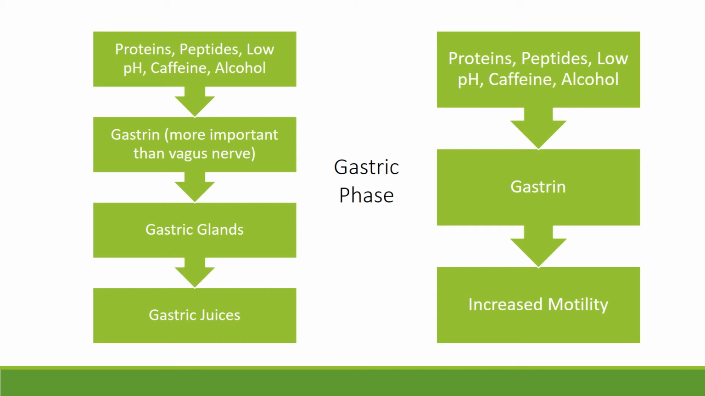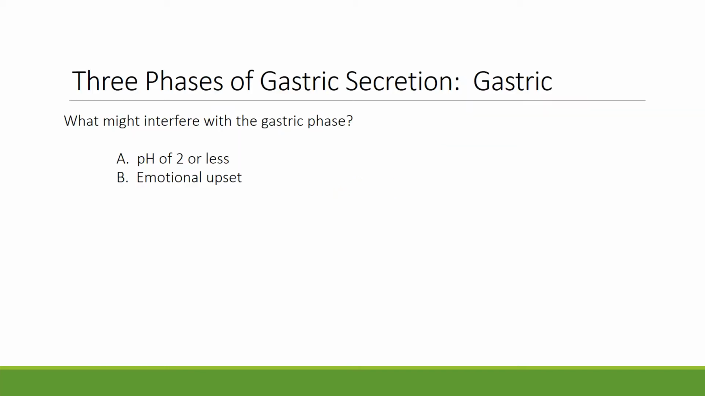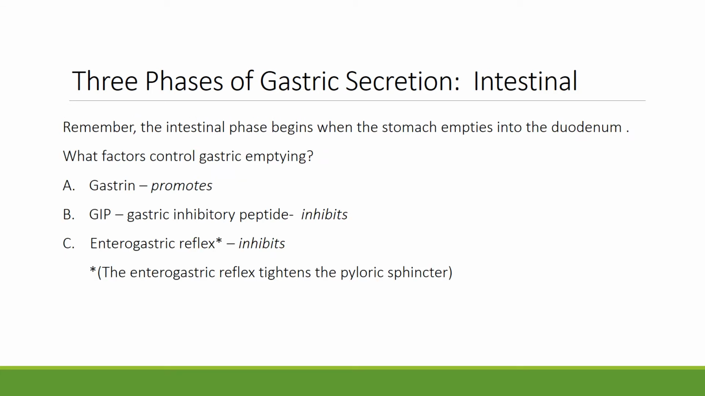Gastrin causes two things to happen. One is it will send a message to the gastric glands and cause the release of gastric juices. The second function of gastrin is to increase motility in the stomach. And remember, this is the churning of the food within the stomach. Both of these things are important in digestion. The two primary things that can interfere with the gastric phase are a pH of 2 or less and emotional upset. The third phase of gastric secretion is the intestinal phase.